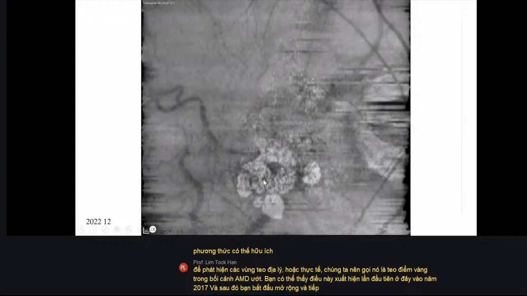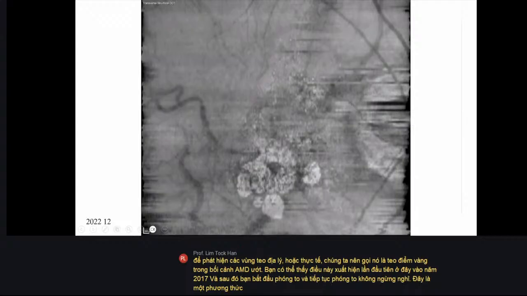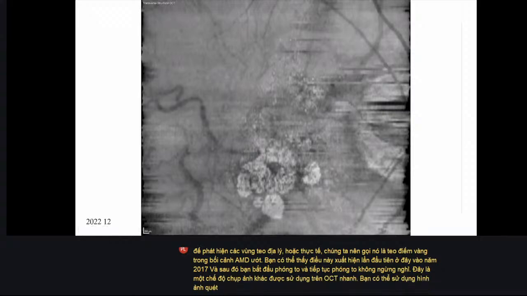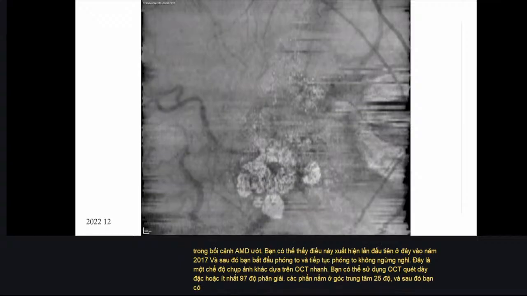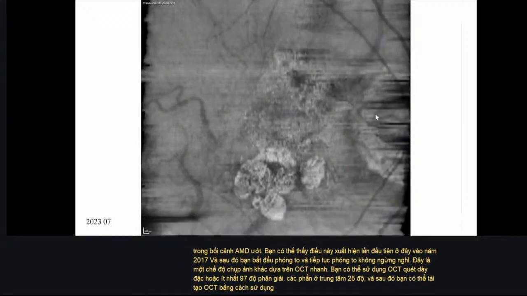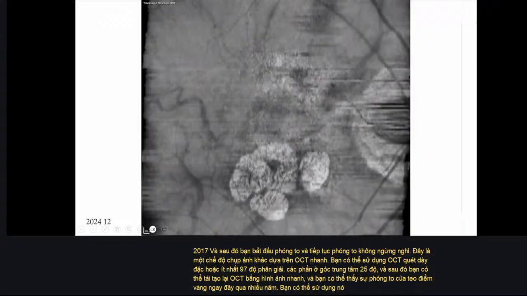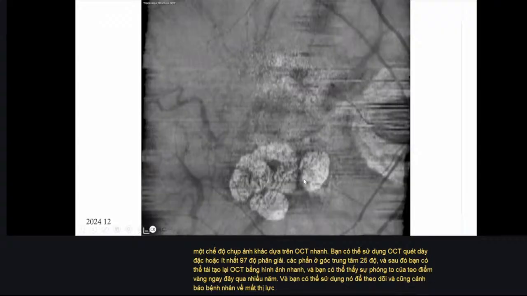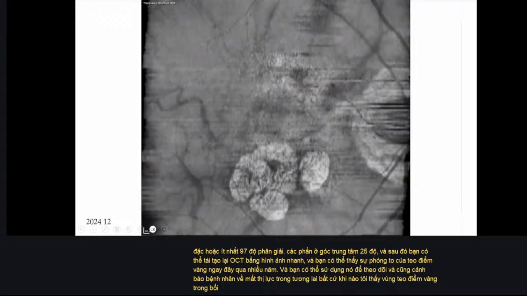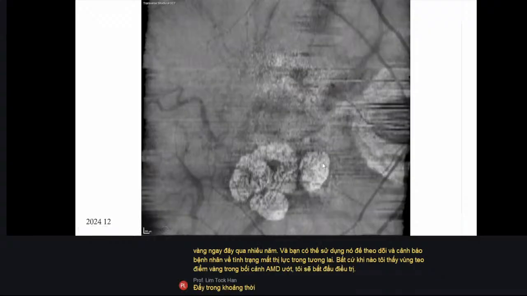And this is another mode of imaging, which is en face OCT. You can use dense scan OCT with at least 97 sections in the central 25 degrees, and you can then reconstruct the OCT using en face imaging, and you can see the enlargement of the macular atrophy right here over the years. And you can use that to monitor and also warn the patient for future visual loss. And whenever I see an area of macular atrophy in the context of wet AMD, I will start to push for a longer interval as long as I can.